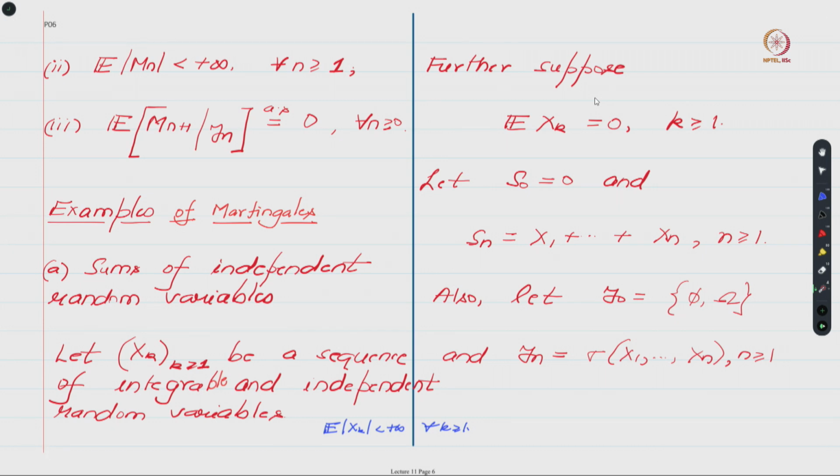Now with this definition of xk, let us cook up another sequence of random variables as follows. This new sequence is made up of your Sn random variables, and let S0 equal 0 and Sn equal the sum of the first n elements of this sequence xk. So now we have S0, S1, S2, S3 and so on, a sequence of random variables. Now the claim is that this new sequence is actually a Martingale sequence.